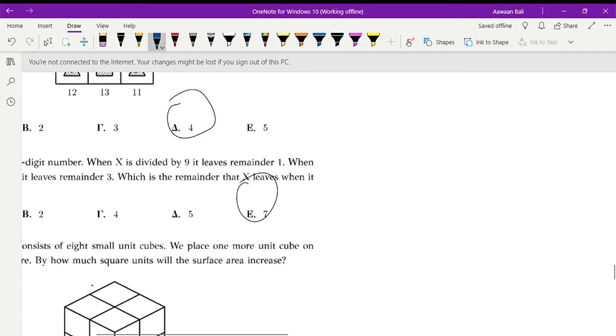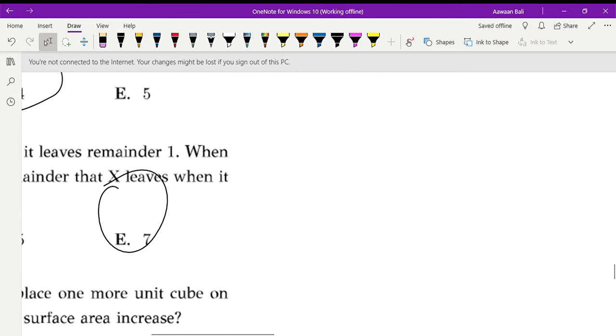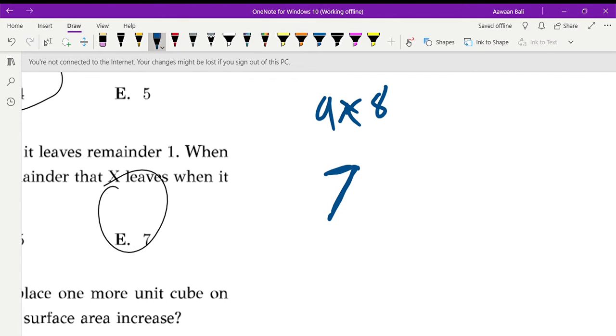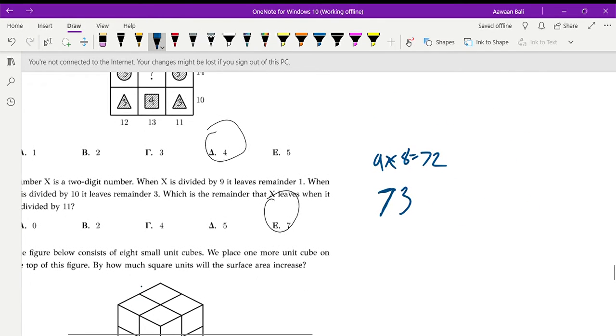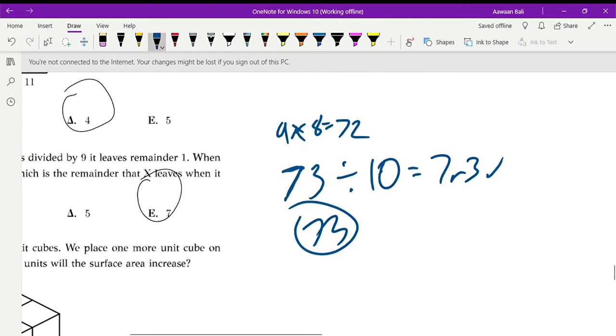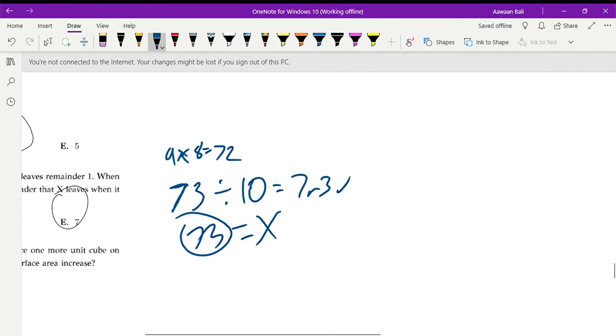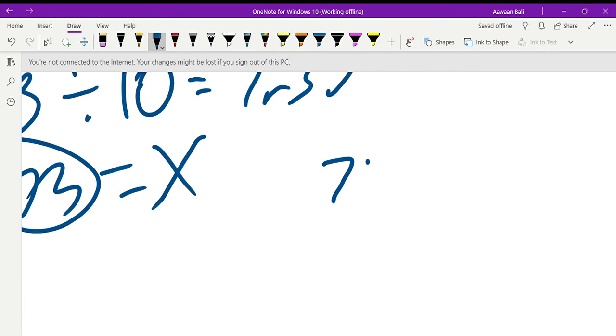However, now it says when x is divided by 10, it leaves remainder 3. So which number ends with a 3? You don't have to do the whole long thing. But if you know that 9 times 8 is 72, which is easy to remember knowing the times table, 72 plus 1 is 73. And then it says when it divides by 10, it leaves remainder 3. So when you do 73 divided by 10, you get 7 remainder 3. It makes sense. So we can say 73 is our number x. But however, now it's asking what will the remainder be when it's divided by 11.